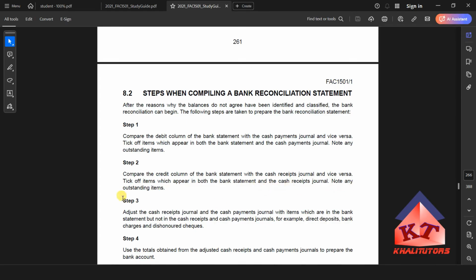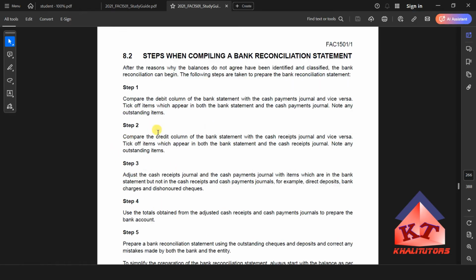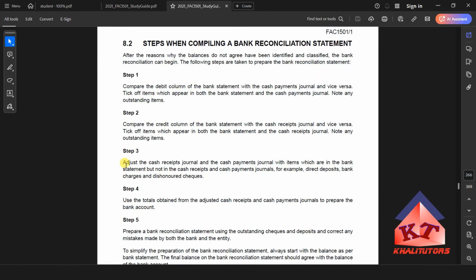Note any outstanding items. Once you are done with these two steps, the next step is to adjust the cash receipts journal and the cash payments journal with items which are in the bank statement but not in the cash receipts and cash payments journals. For example, direct deposits, bank charges, and dishonored checks.